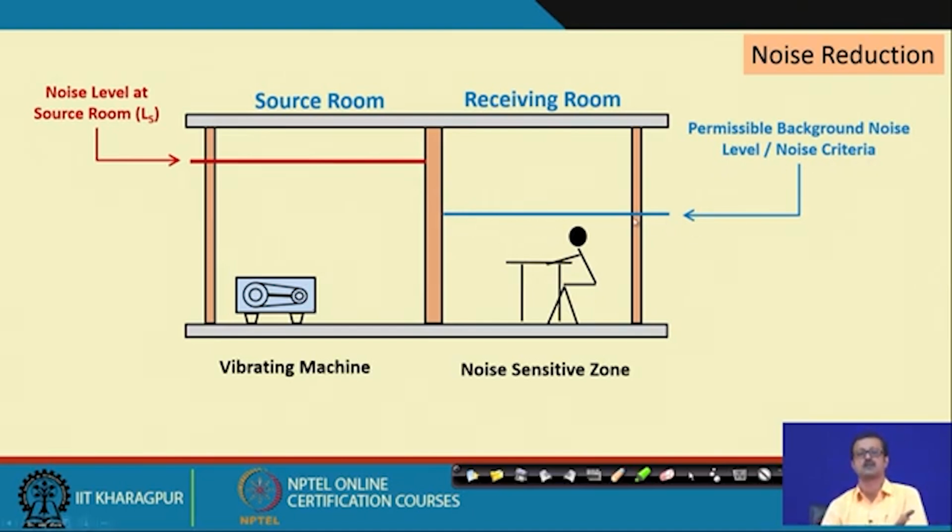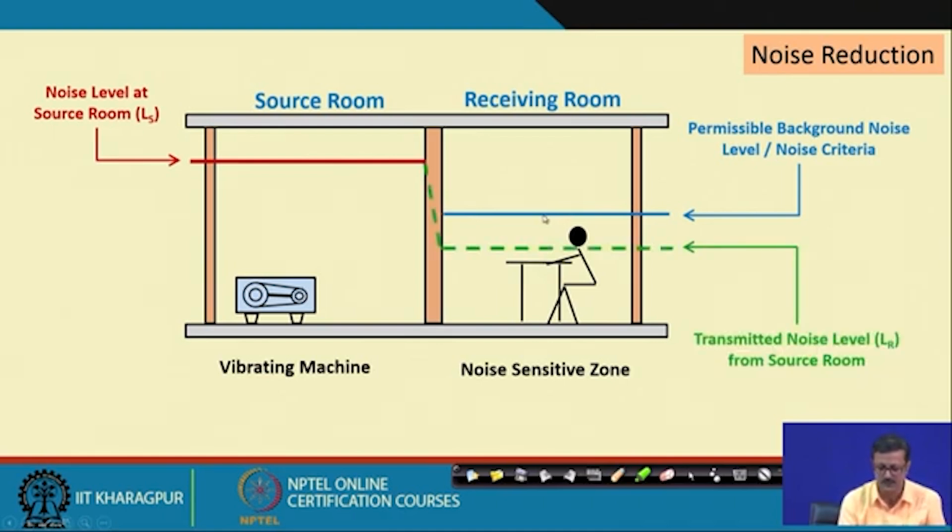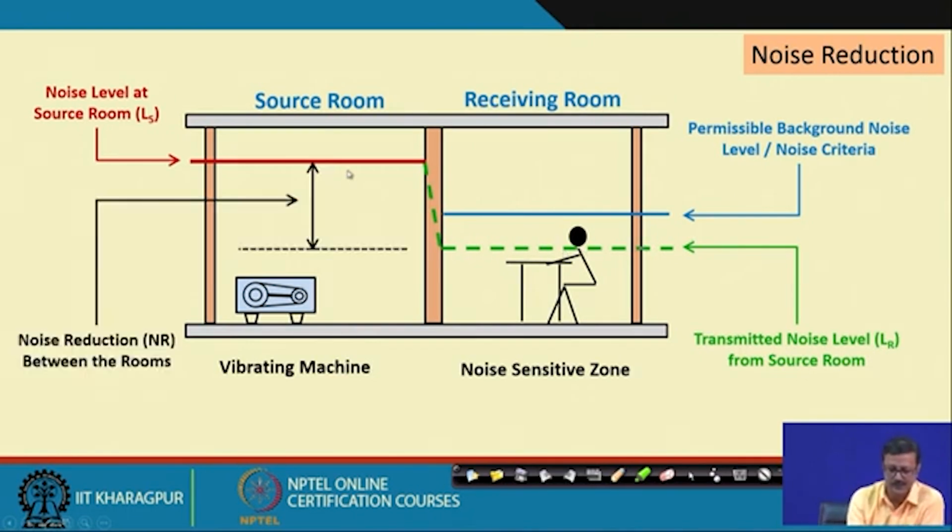So, with respect to this NC curve, it is NC 30 or 35 or so, and the equivalent dB level also. The noise transmitted from the source room to this receiving room I have shown in this green dotted line, which is the transmitted noise level LR from the source room to the receiving room. Now, the gap between this red line and the horizontal portion of the green line is the noise reduction, typically between the source room and the receiving room.